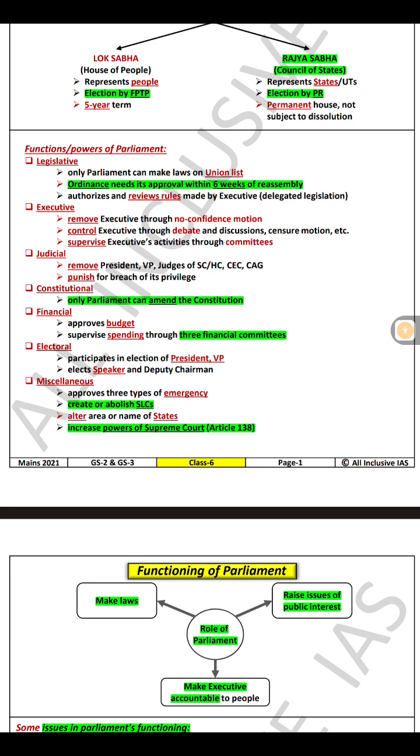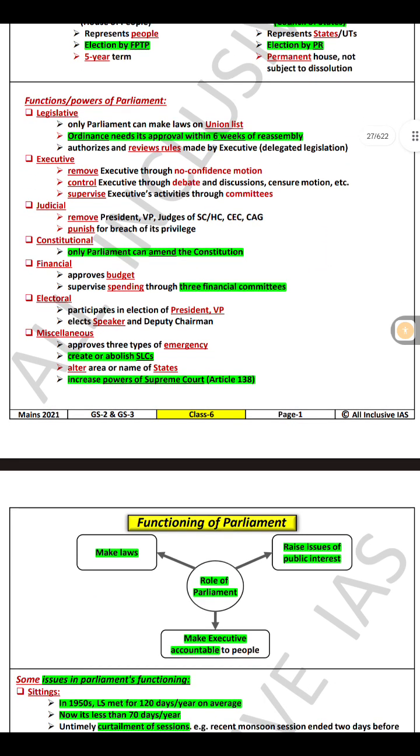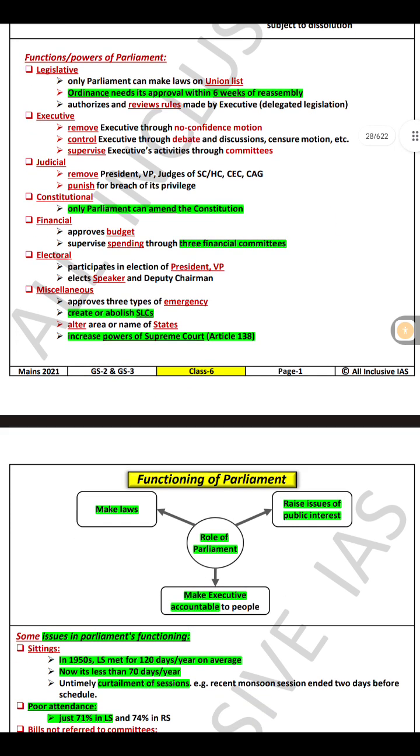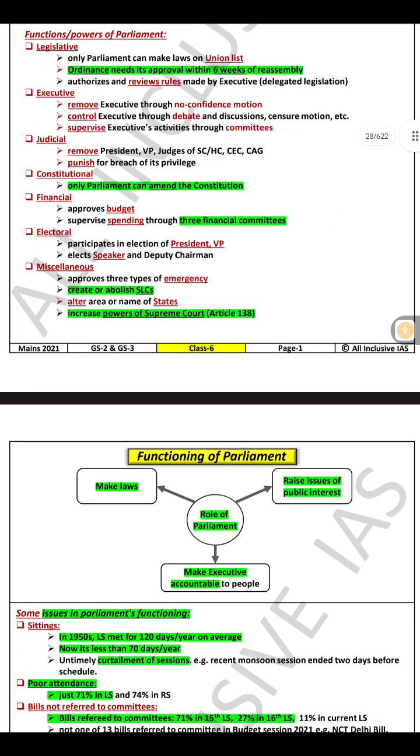It controls the executive through debate, discussion, censure motion, etc. It supervises the executive's activities through committees. Judicial power: it can remove the President, Vice President, judges of the Supreme Court and High Court, the Chief Election Commissioner and the CAG. It can punish for breach of its privilege.